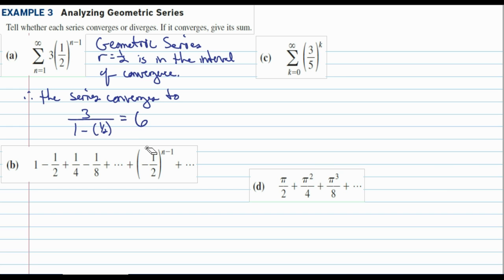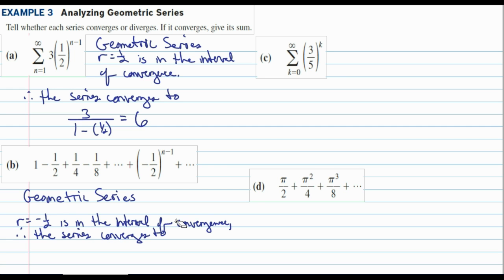Part B, we also recognize as a geometric series. The r value, each term, is getting multiplied not by 1/2, but actually by -1/2. And that is still in the interval of convergence. That's between -1 and 1. So this series is going to converge to 1, the leading term, over 1 minus the r value, so really 1 plus 1/2, which means that's going to be 2/3.